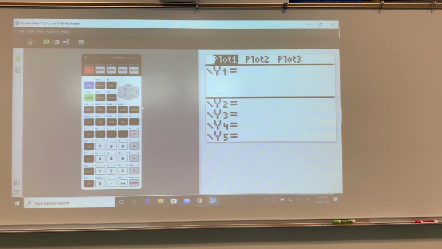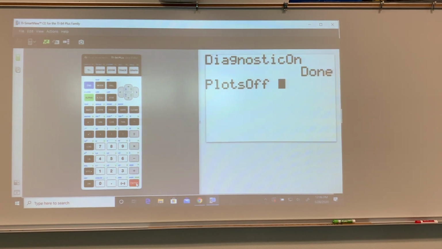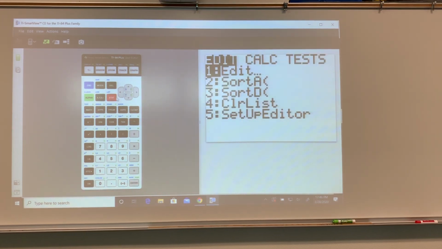And second Y equals, and go ahead and turn all your scatter plots off. That's a good starting point to start with. You don't necessarily have to do that, but I like to do that. Okay. I'm going to go stat.